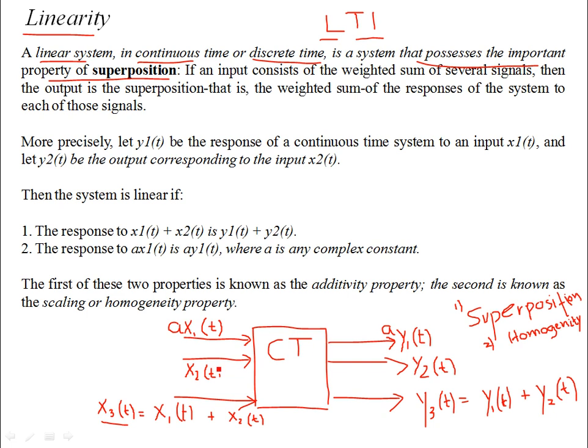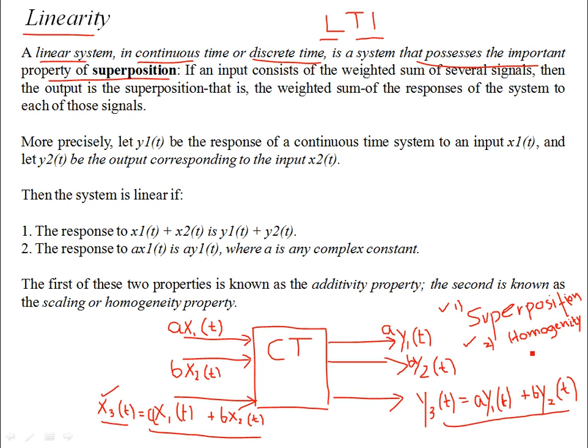Similarly, if input x2 is scaled by some other scalar, which is b, the output is supposed to be scaled by the same scalar b, which is b y2(t). Similarly, if you form the superposition of these two inputs, we know that the output for a x1(t) was a y1(t), and for b x2(t) it is b y2(t). So if you superimpose and create the third signal x3(t), then for this excitation you should have a y1(t) plus b y2(t). This involves both homogeneity and superposition, both additivity and homogeneity.